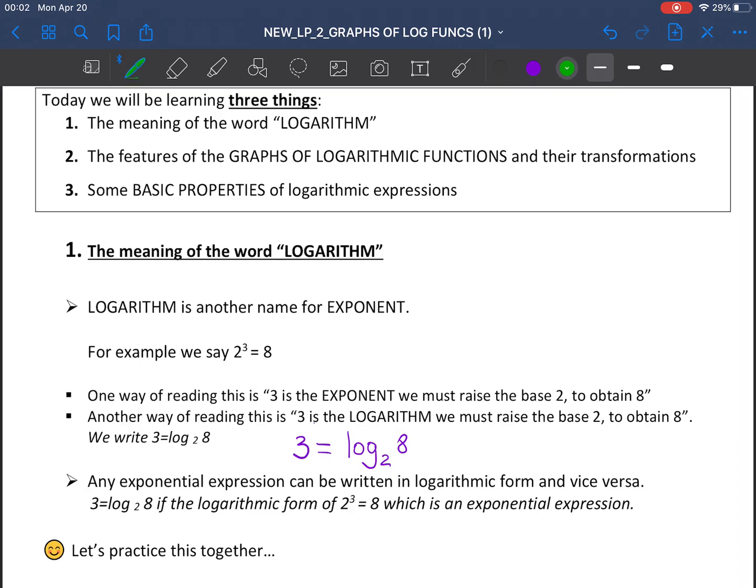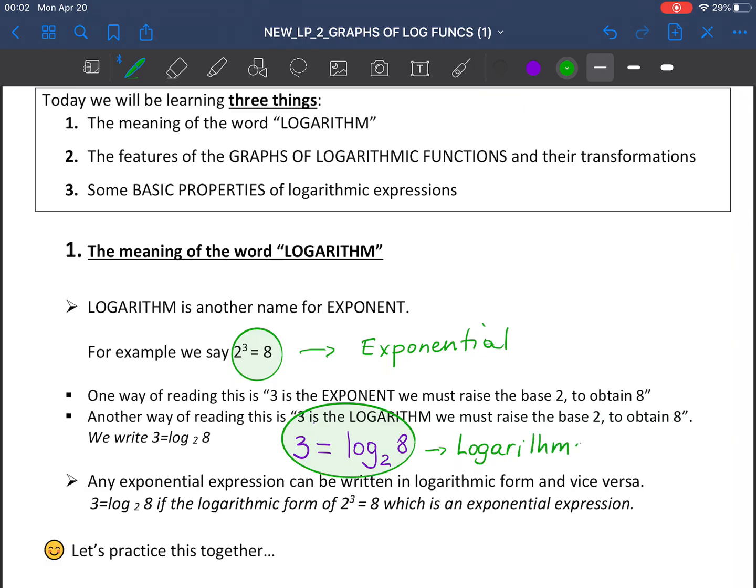So we're going to say that 2 to the power 3 equals 8 is a mathematical statement that explains the relationship between 2, 3, and 8. And 3 equals log with base 2 of 8 is again a mathematical statement that explains the relationship between numbers 3, 2, and 8. So these two statements explain the same relationship in two different ways. This would be the exponential way, or exponential form, and this is what we call the logarithmic form.